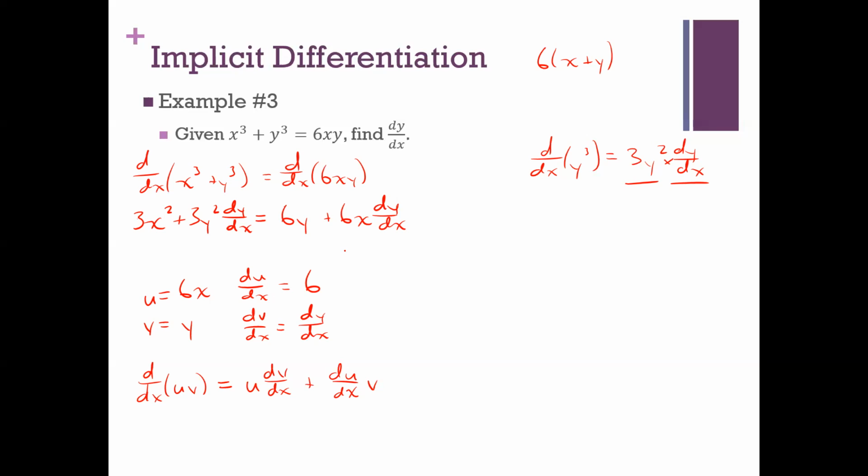Okay, so you said a lot of things there. I'll try to unpack it a little bit. En route to isolating dy dx, we're going to get all the dy dx terms on one side. So I'll have 3y squared dy dx minus 6x dy dx equals 6y minus 3x squared.